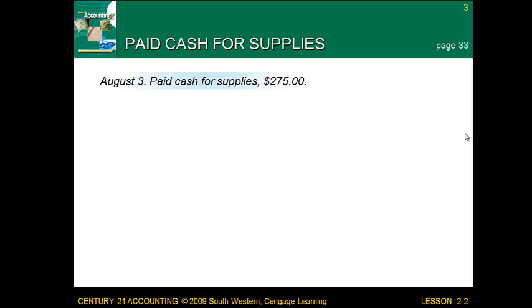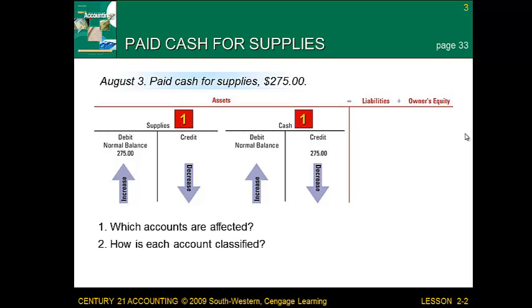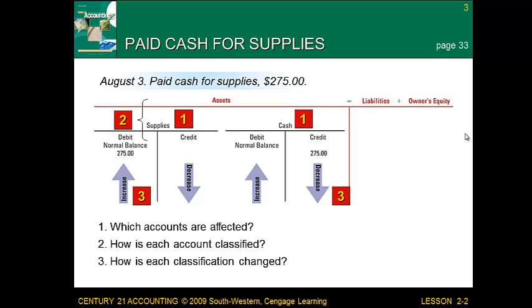August 3rd paid cash for supplies, $275. Supplies is affected and cash is affected. Both are assets, both on the left side of the equation. One goes up, one goes down, and our equation is still in balance. In this case, assets stay the same. Since no changes have been made to liabilities or owner's equity, our equation is still in balance.